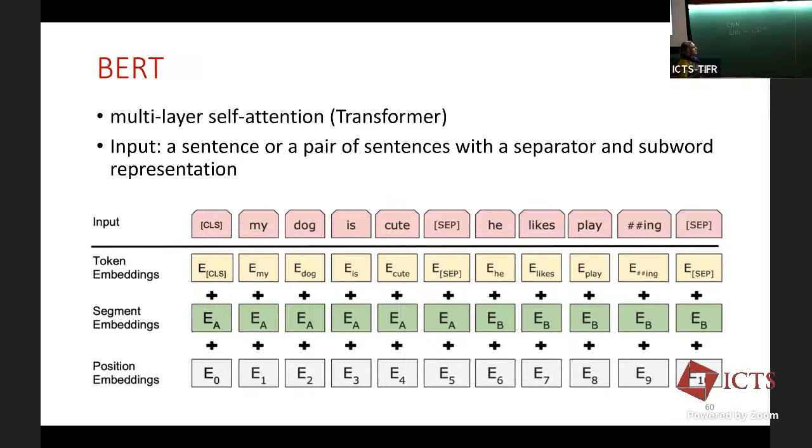Then around 2014, they came up with attention models. And around 2017, they came up with the transformer model, which is solely based on attention. Now, attention could be used with an RNN or with a CNN, but transformers are models which are solely based on attention.